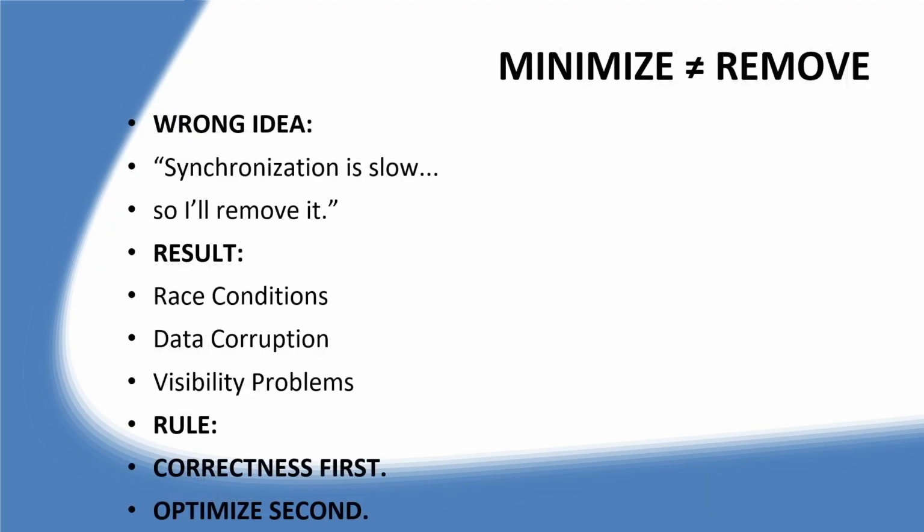Now there is an important difference here. Minimizing synchronization does not mean removing synchronization. That is required for correctness. Never remove synchronization simply because you think it might improve performance. Doing that can introduce race conditions, visibility problems, and corrupted state. So first make the problem correct, then measure performance.